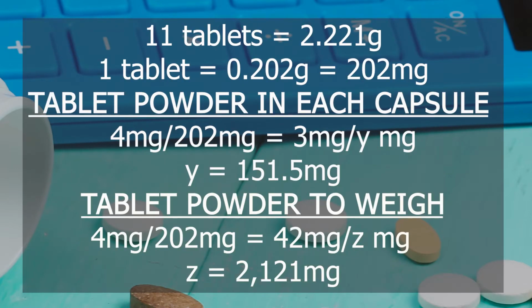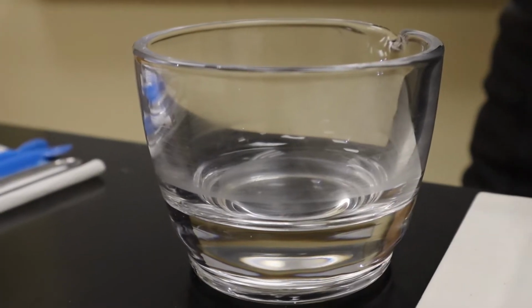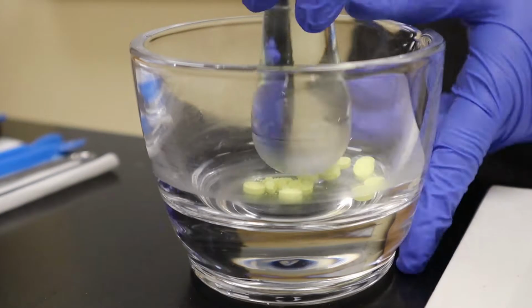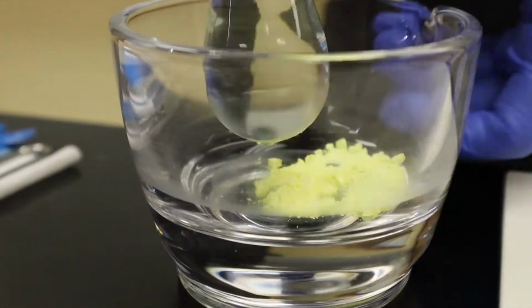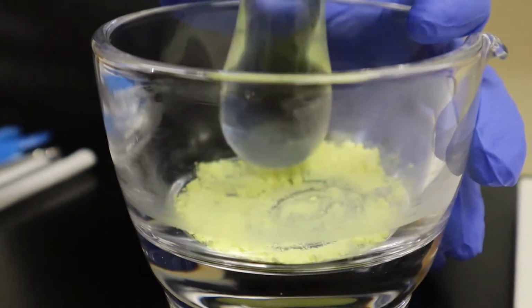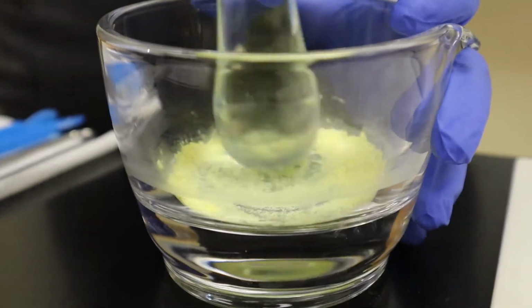Now, since I originally calculated that I needed 42 milligrams of chlorpheniramine, or 10.5 tablets, I now need to calculate how much of the tablet powder I need to weigh that will contain that desired 42 milligrams of chlorpheniramine. And so that calculates out to be 2,121 milligrams, and that's the amount of the tablet powder that I'm actually going to weigh and use in order to compound this prescription. So now I can crush up all 11 of my chlorpheniramine tablets and then weigh out my 2,121 milligrams of that resultant powder.